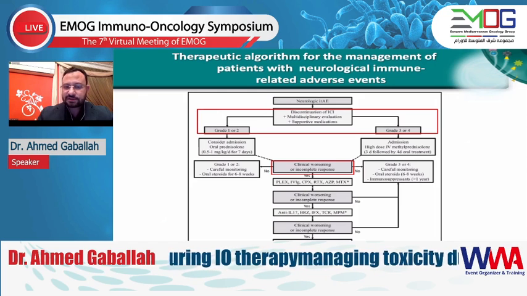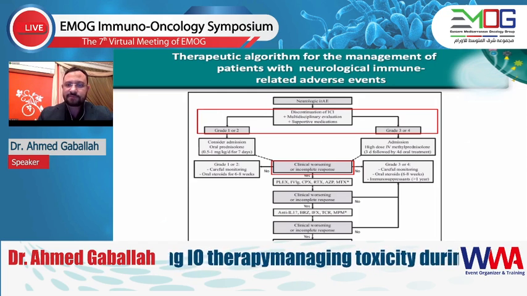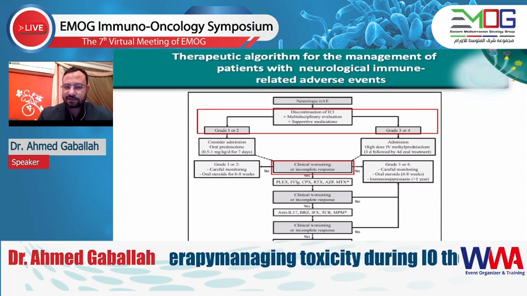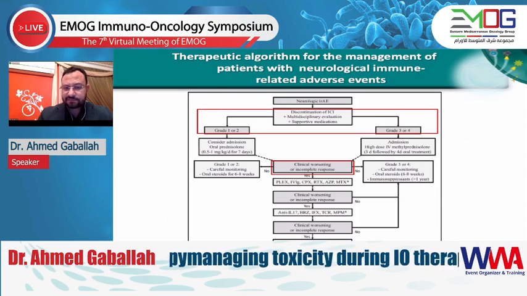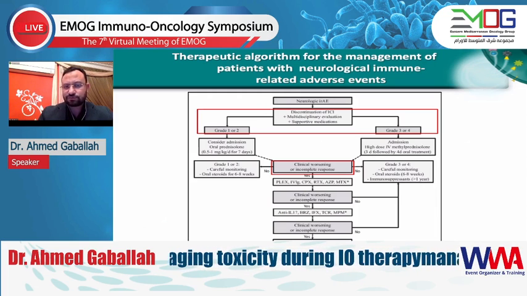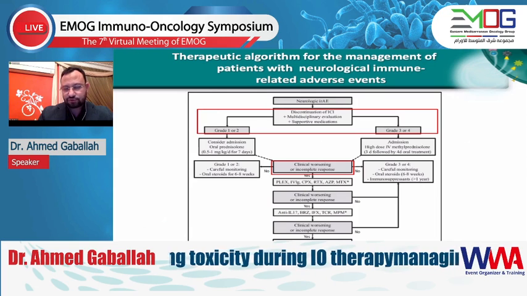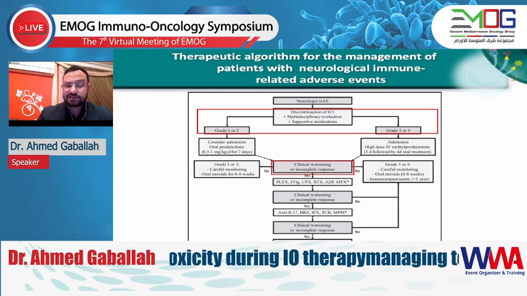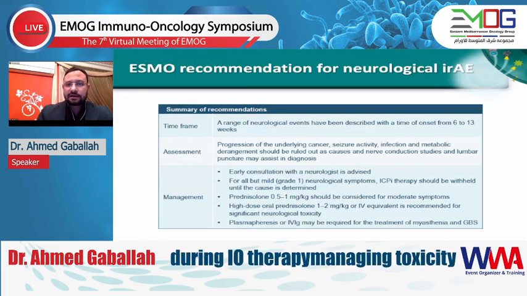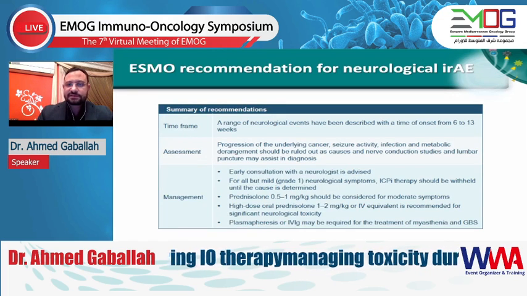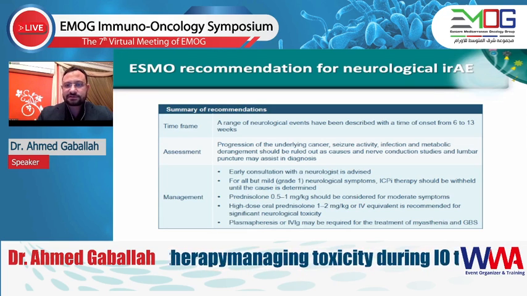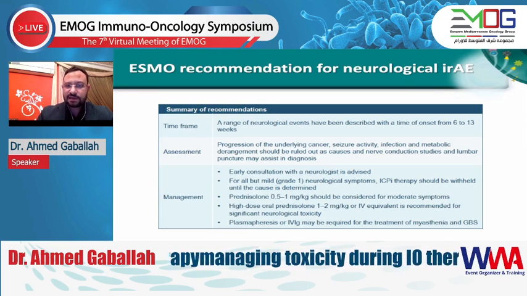And if the patient has symptoms like Guillain-Barré or myasthenia gravis, I think IVIG can be considered, and plasmapheresis can be considered. Usually this is a serious and critical problem and should be monitored and treated in the hospital, even in the mild grades. And the ESMO guidelines say that the neurological problems usually start from 6 to 13 weeks.